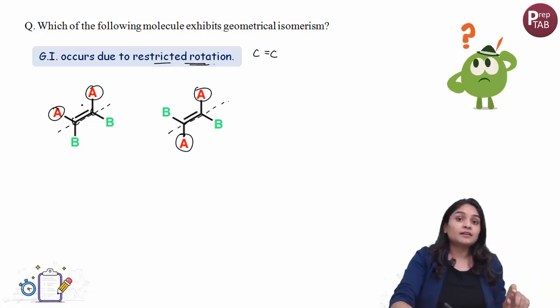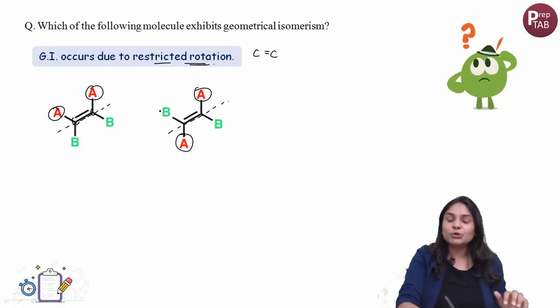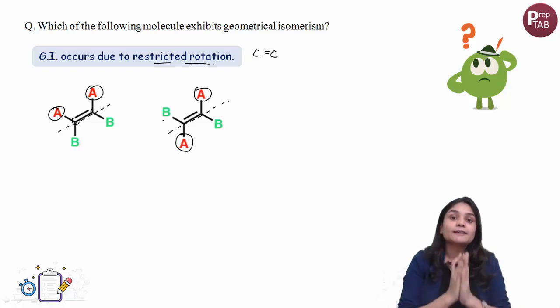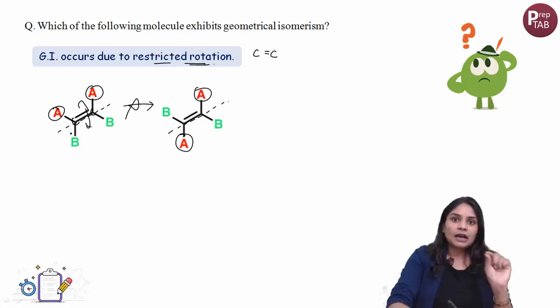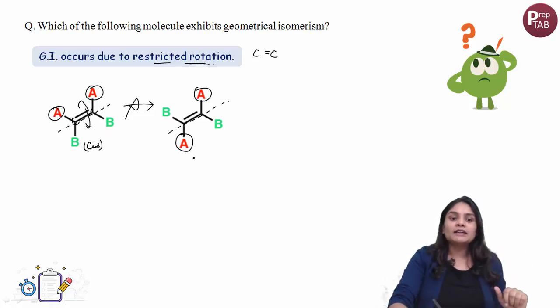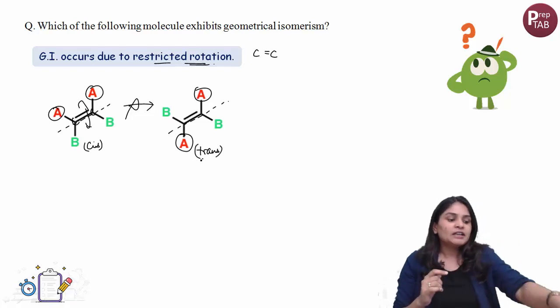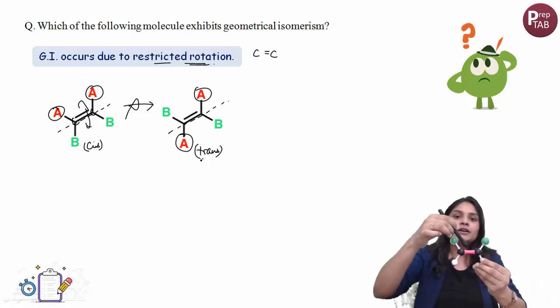How are these different? In both the isomers the arrangement is different, right? But can we not convert this molecule to this molecule? No, because you cannot rotate. The rotation around a double bond is restricted, it is not feasible. So I cannot rotate this bond to convert this molecule to this. The isomer in which the same substituent is on the same side of the double bond is known as the cis form, and the one in which the same substituent is on the opposite side of the double bond is known as the trans form.